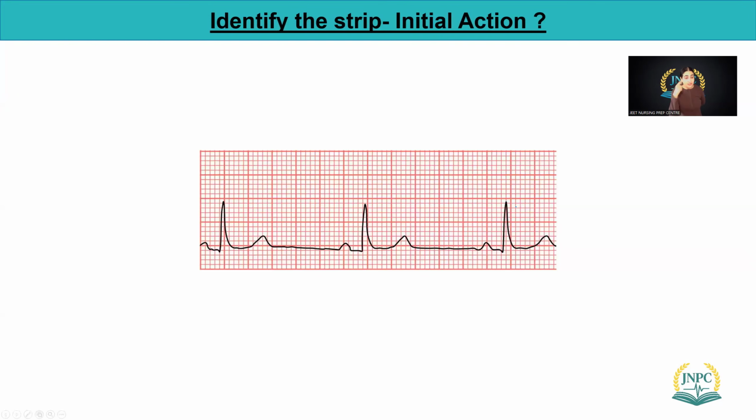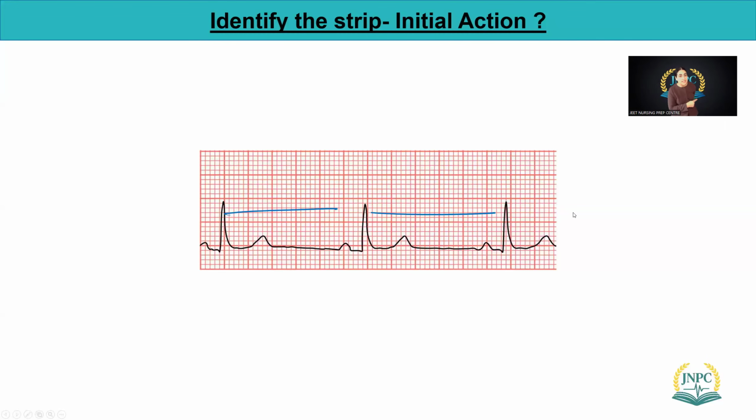So the first question asks, follow those questions. Is it regular or irregular? It's regular. Now, do we see PQRST? Yes. So what is it? It's a sinus bradycardia. Sinus bradycardia. And what will be the initial action?